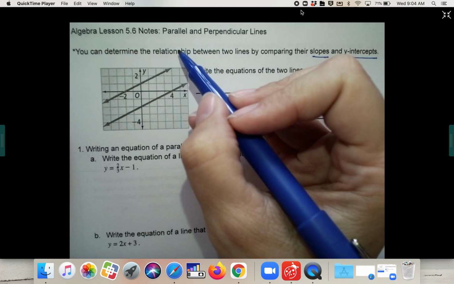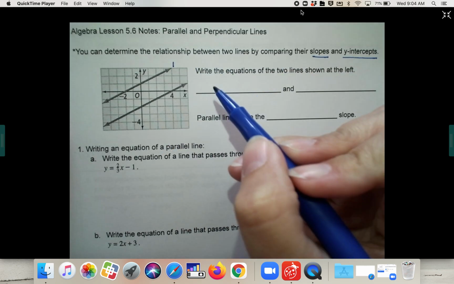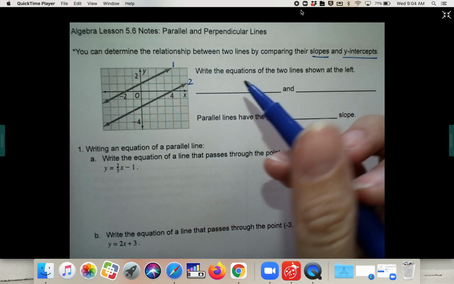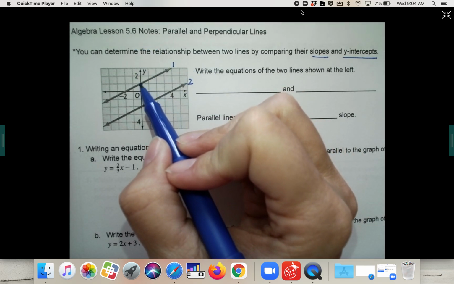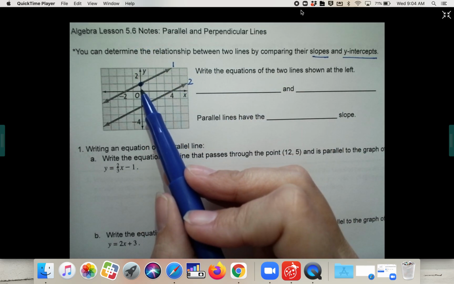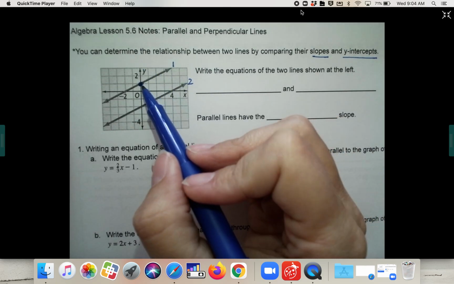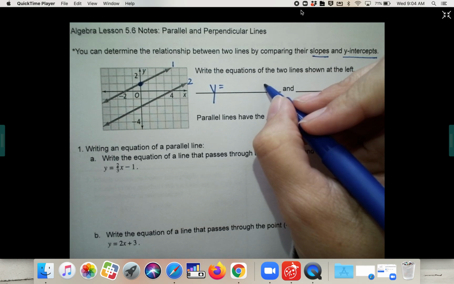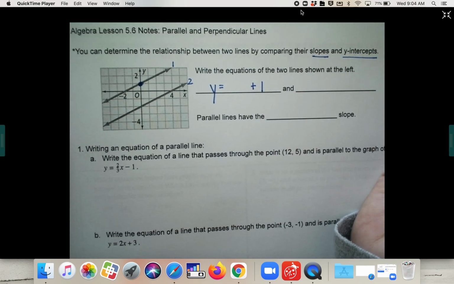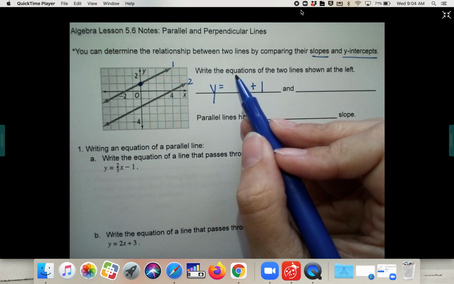So let's look at this top one. I'm going to call it our first one and this one our second one. So let's look at our first line. I see that its y-intercept is at 1. See how it's 1 above the 0? So that's a plus 1. So we've got y equals something x plus 1. All right, and the something x is the slope.